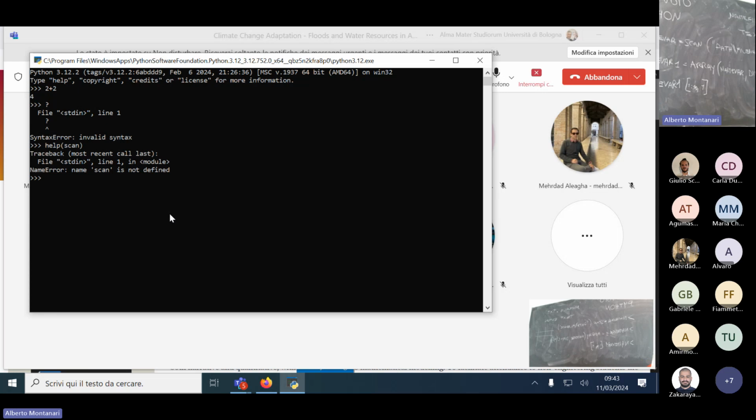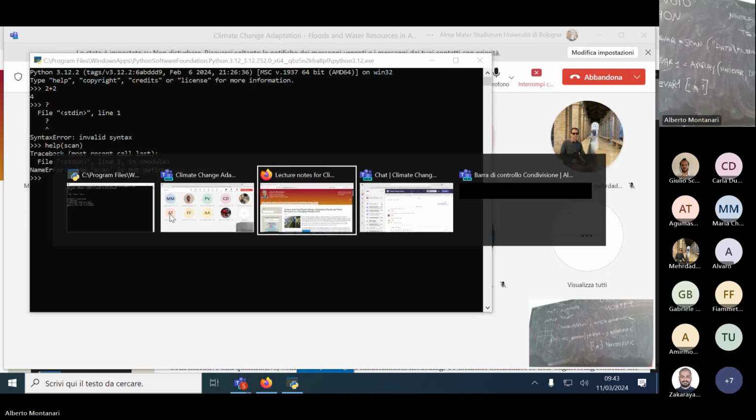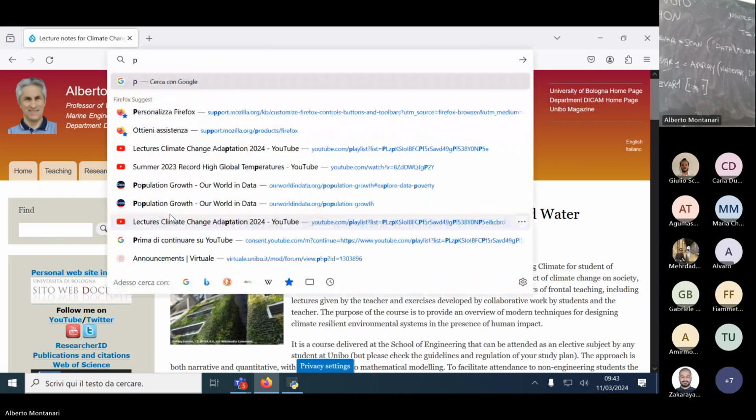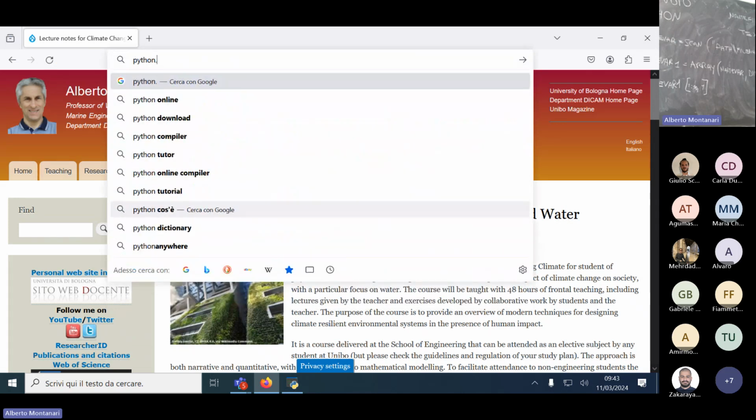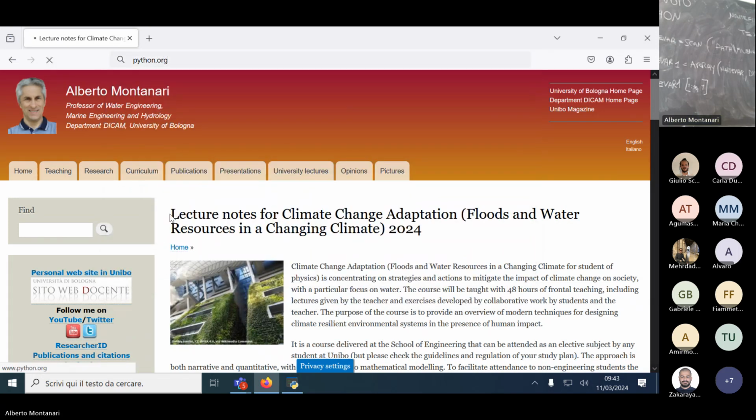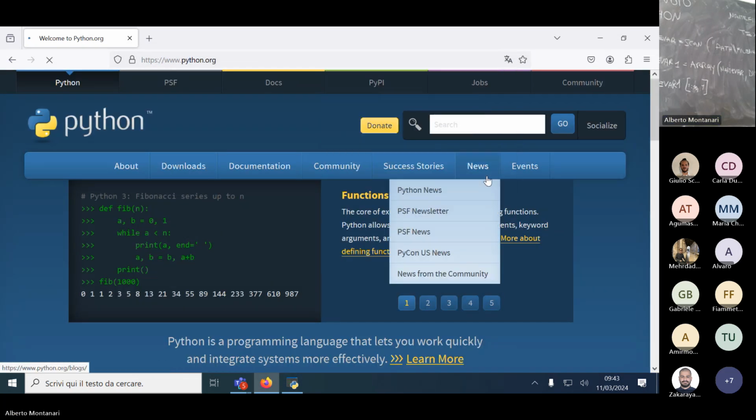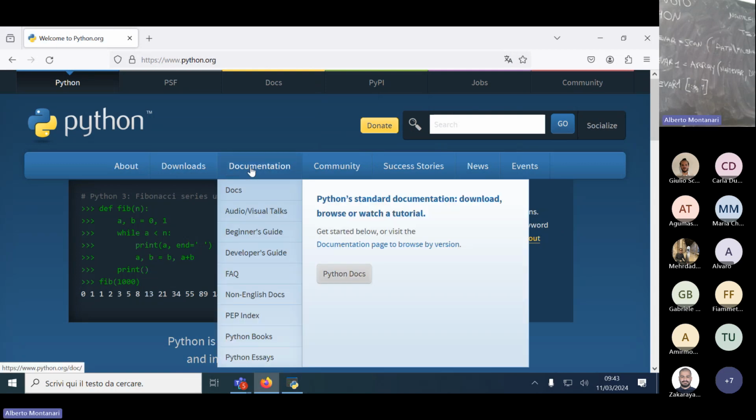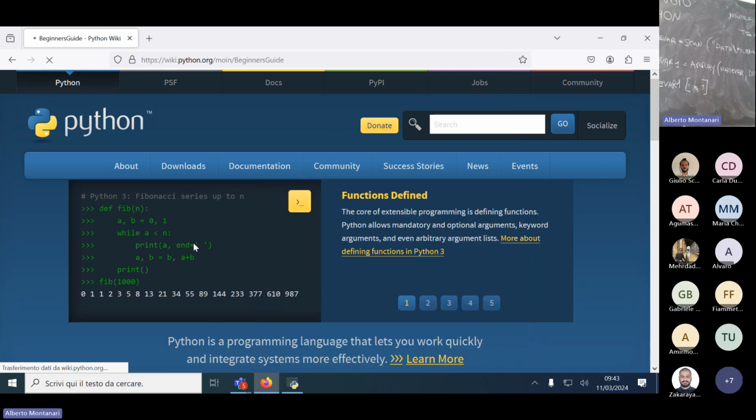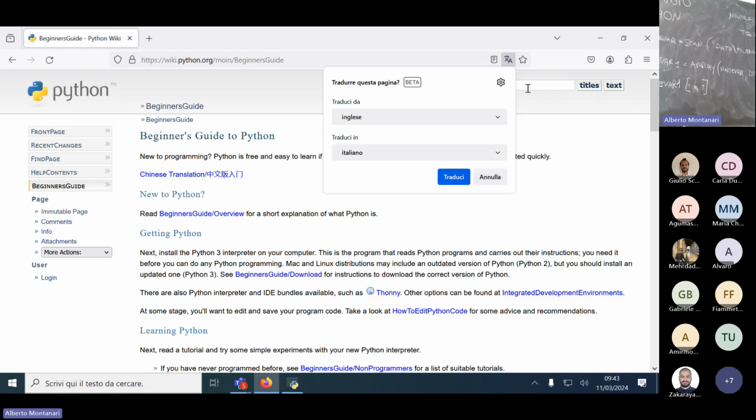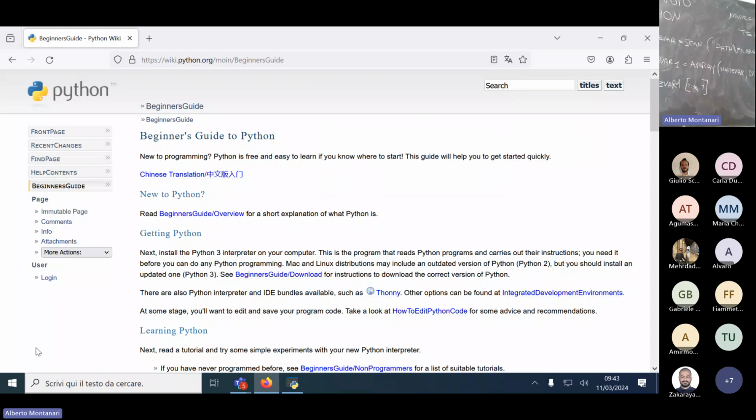And there are several tutorials. If you go to the Python website, maybe .org, let's see. I'm not sure. Okay. You see, there is documentation, docs, beginner's guide. I had a look at the beginner's guide, it's nice. And so there is a lot of documentation. Let me just remove this. And so here it is, okay.